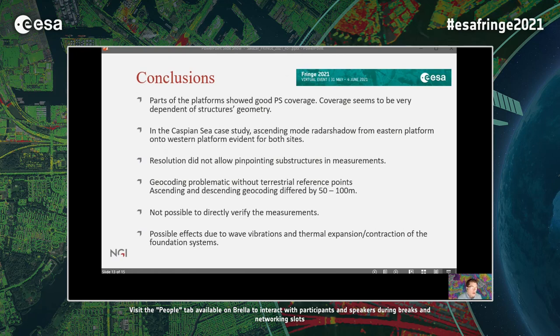There may also be other effects that could influence the results, particularly for some types of offshore structures, where wave-induced vibrations and thermal coefficients of concrete and steel foundations may cause diurnal or seasonal expansion and contraction.